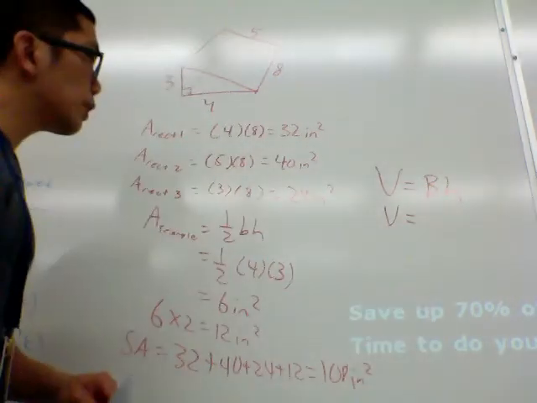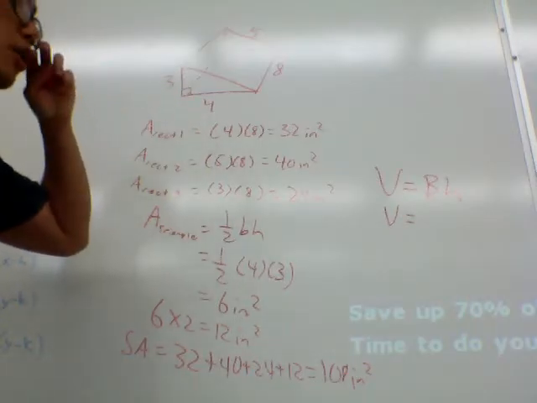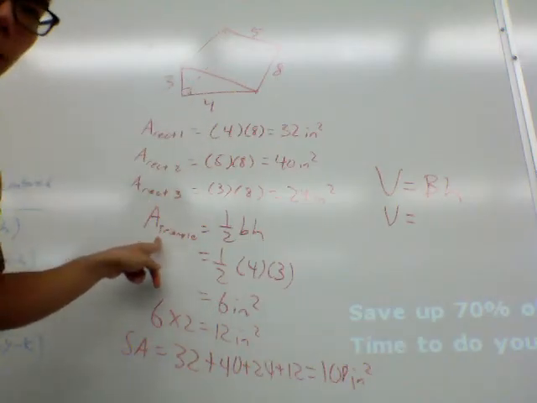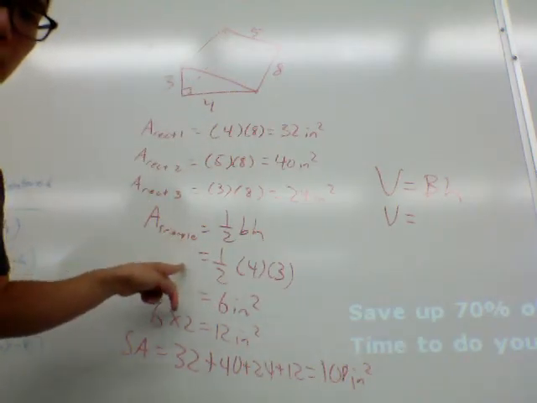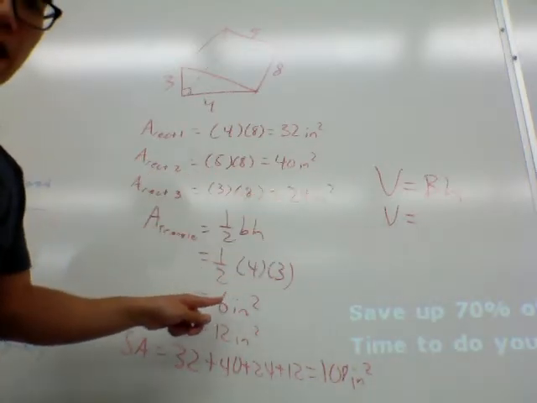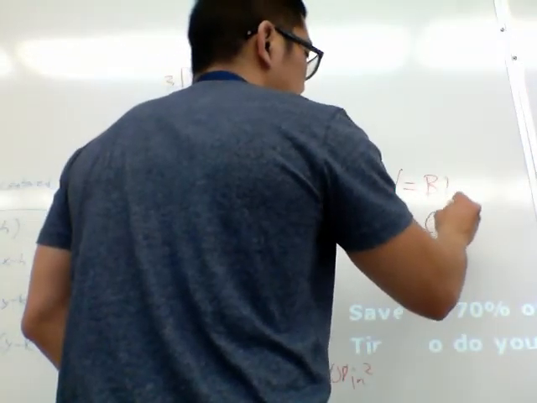Now, big B is the area of the base, right? So we already calculated the area of the base. The base is the triangle, so look back at your work here. The area of the triangle is 6 inches squared. So for big B right there, I am going to put 6 inches. Okay? So big B is 6.